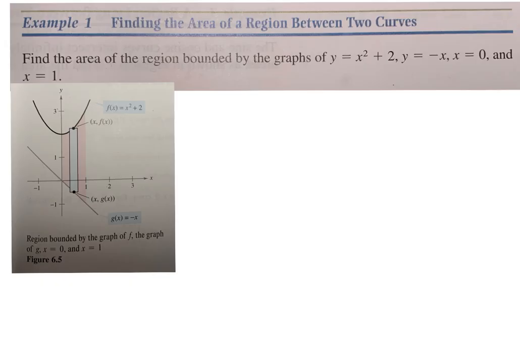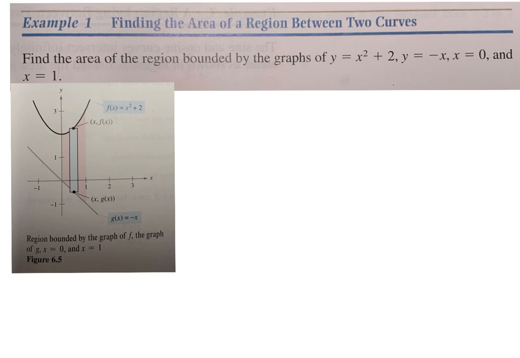Find the area of the region bounded by the graphs y equals x squared plus 2, y equals negative x, x equals 0, and x equals 1. All right? So while it seems like they've given us four functions, which technically they have given us four boundaries, the x equals 0 and the x equals 1 is just our upper and lower bounds. Okay? So they've really just given us our a and our b, right?